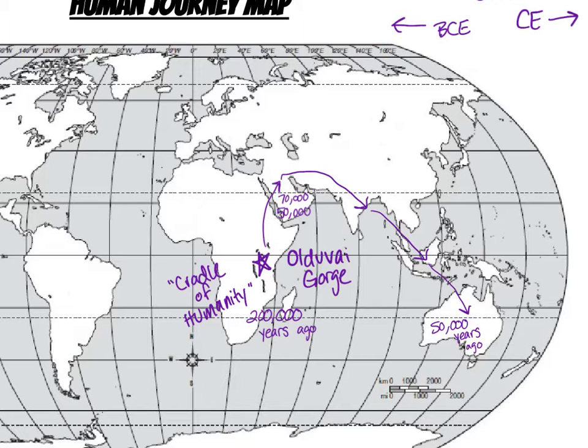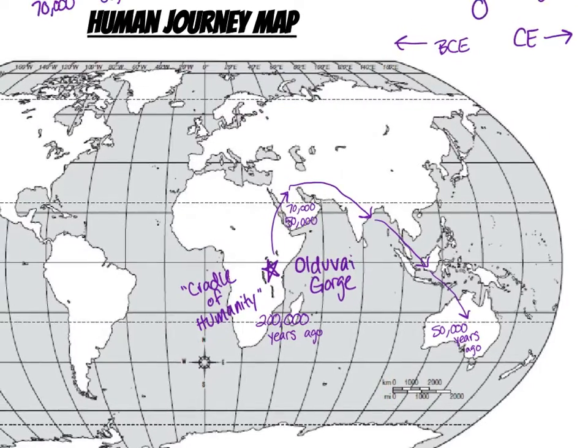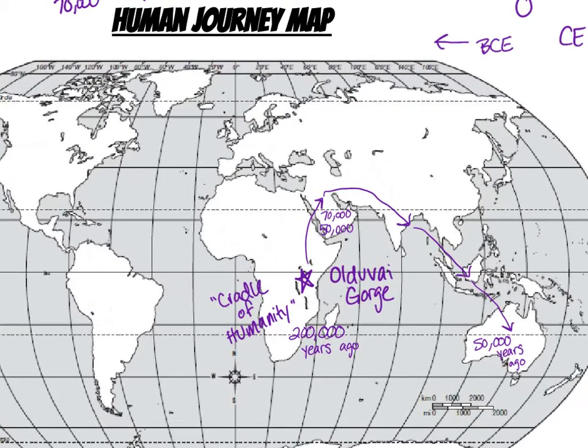Okay, that's how people ended up there. Now, while that was going on, or shortly after people were getting down to Australia, people also started going the other way, out of Saudi Arabia in the Middle East, and they figured out how to use boats, and they ended up getting to Europe.